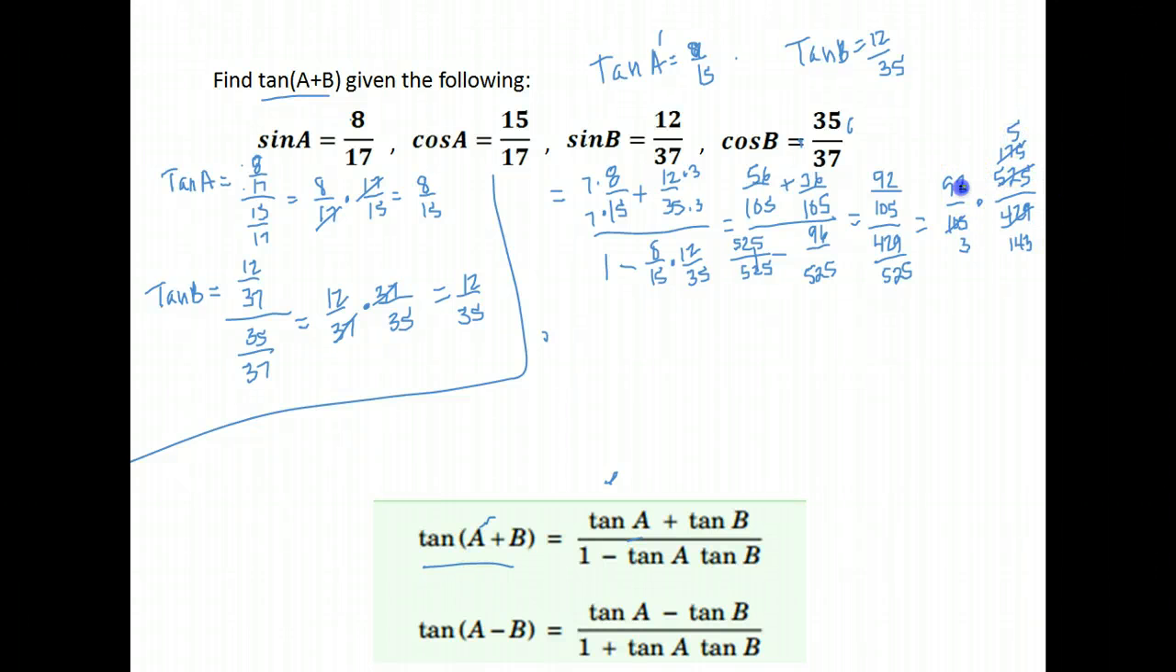So I'm left with 92 times 5, which gives me 460 for my numerator, and in the denominator 3 times 143 is 429. And again, you would check just to make sure you reduced fully, see if that fraction reduces at all, but that does not. So my final answer is that the tangent of A plus B in this situation is 460 over 429.